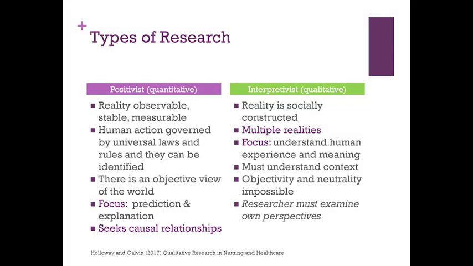Okay. So this is what I'm going to talk about, the coding, how we develop codes and categories and eventually find themes in the research that we're doing. So this is just a brief review of different kinds of research. We have the quantitative research, where we assume that things are measurable, that they're stable, there is some governing law that we can use to make the outcomes predictable. So the focus really is to predict and explain and to seek causal relationships.